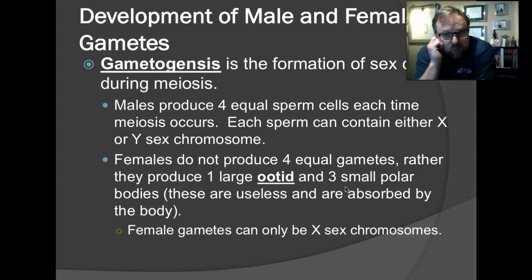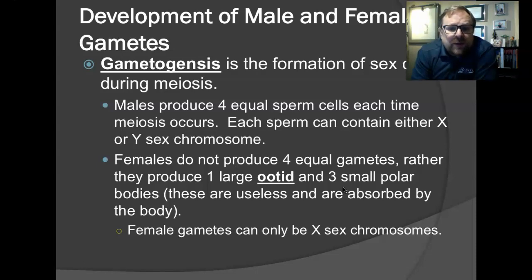We know that when males go through spermatogenesis, they produce 4 equal sperm cells each time meiosis occurs. And each sperm cell will contain either an X or a Y sex chromosome. I mention the sex chromosomes because it's interesting to think about. It is the sperm that will determine whether an offspring is male or female. If the sperm contains an X chromosome, then the offspring will be female. And if the sperm contains a Y chromosome, the offspring will be male. Okay.